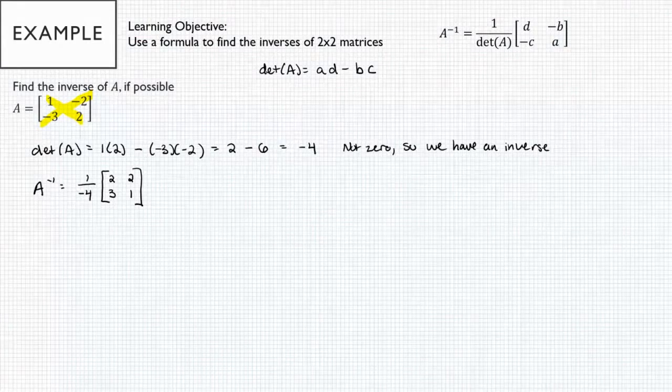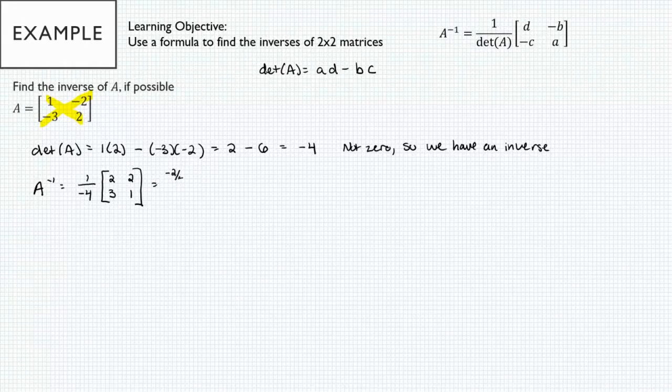Then we multiply everything by negative 1/4. If you have a number outside of a matrix, everything on the inside gets multiplied. I'm not going to reduce these right away, I'm just going to do the multiplication. So you'd have negative 1/4 times 2, negative 1/4 times 3, negative 1/4 times 1. And so you end up with this matrix with fractions.